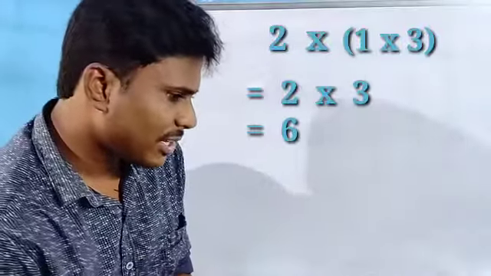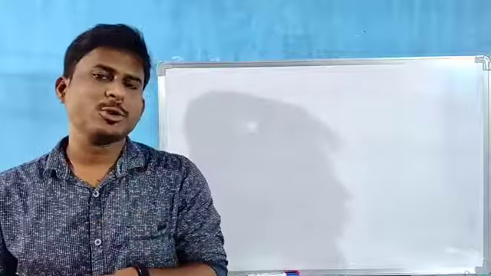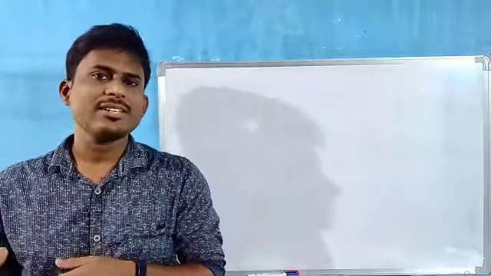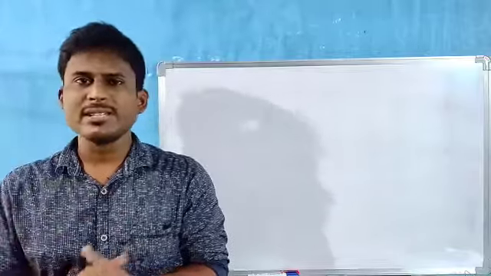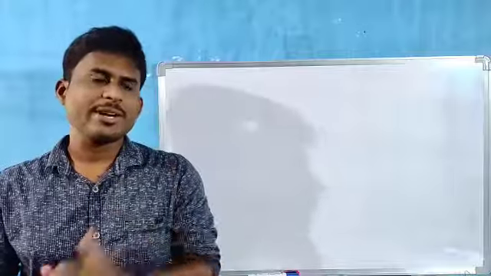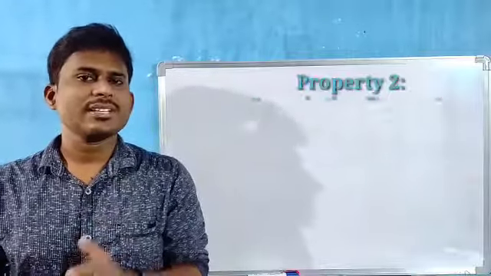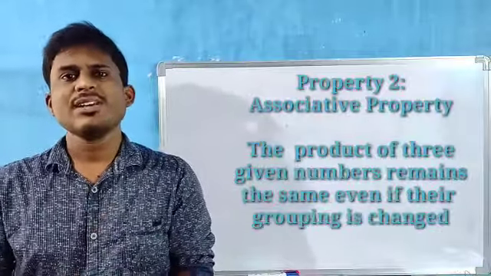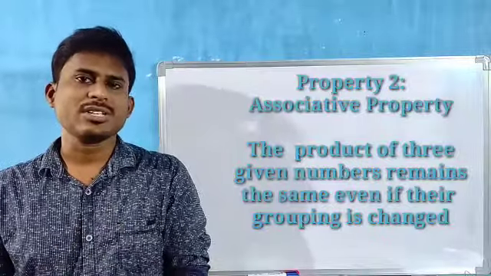See, if you observe here, children, I changed the groups. Even though I changed the groups, I got the same answer. That means the same number of pens. First I arranged in sets of 2 glasses. Then I arranged 3 glasses. I placed the pens. But finally I got the same answer, children. That is 6. So this is our second property, children. That is the associative property. So the product of 3 given numbers will remain the same even if the groups are changed. This is our associative property, children.